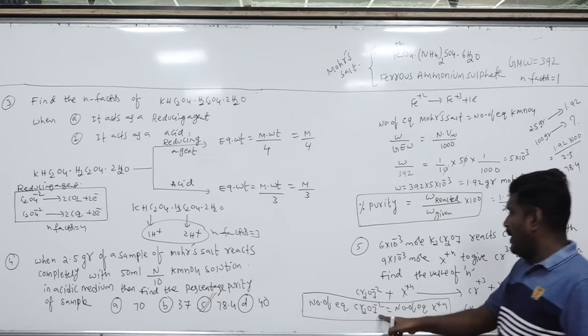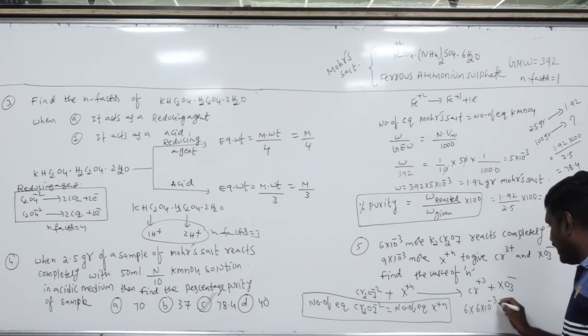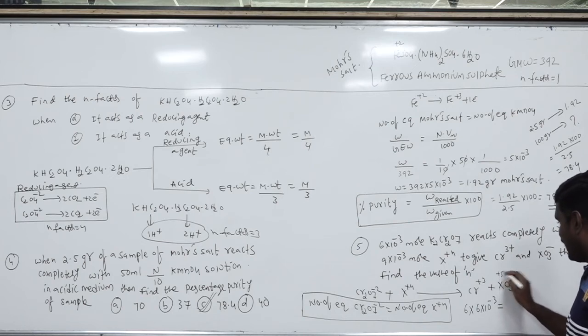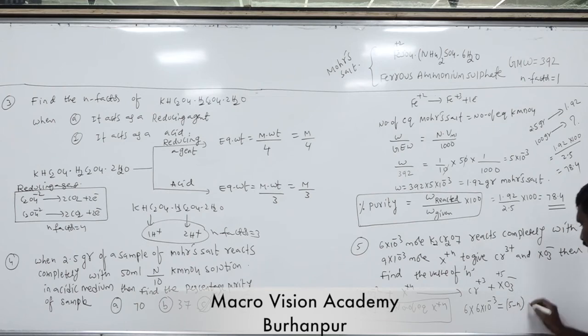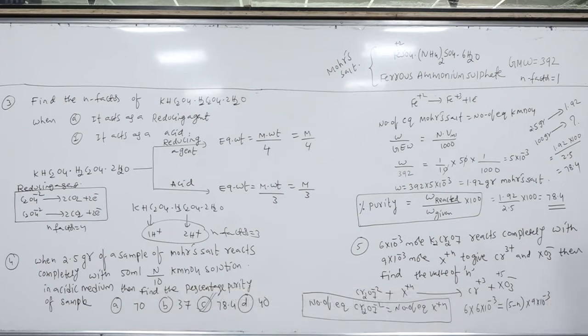Into how many moles of dichromate will be there? 6 into 10 raised to minus 3 will be equal to. Now what is the n factor here? Here the oxidation number of X becomes plus 5, so the change is 5 minus n. This is the n factor for X^n+. Now how many moles will be there? 9 into 10 raised to minus 3. So 10 raised to minus 3 gets cancelled.